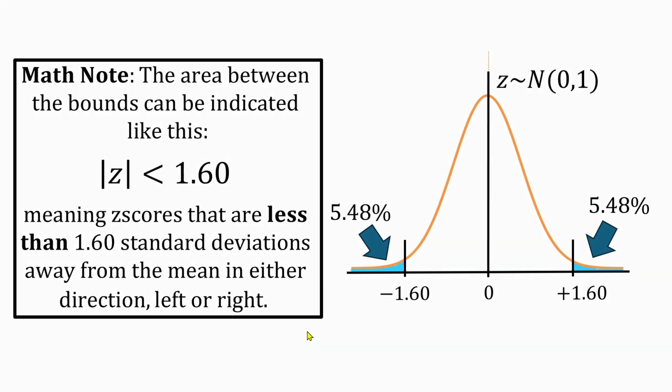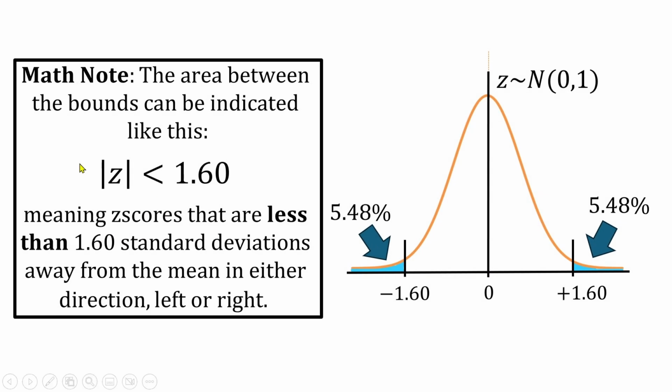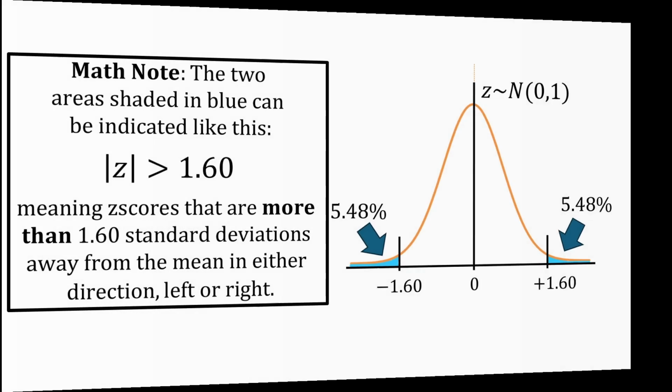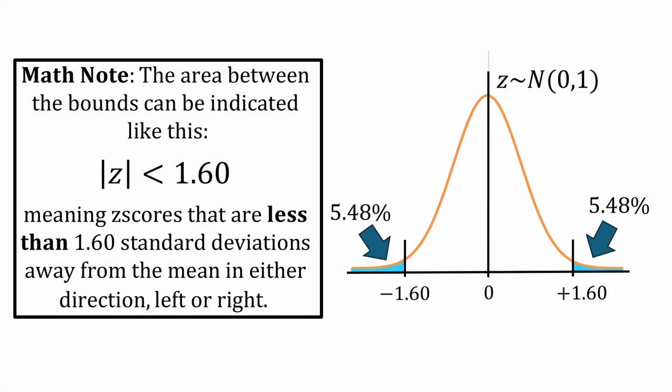Just to say that once more, because this is something I want to make sure you know. In the first case, these symbols tell you that we're looking for z-scores that are more than 1.6 standard deviations away from the mean. And the next one is indicating we're looking for z-scores that are less than 1.60 standard deviations away from the mean. So if you say more than, you're talking about the tails of the distribution. If you say less than, you're talking about the middle part of the distribution.